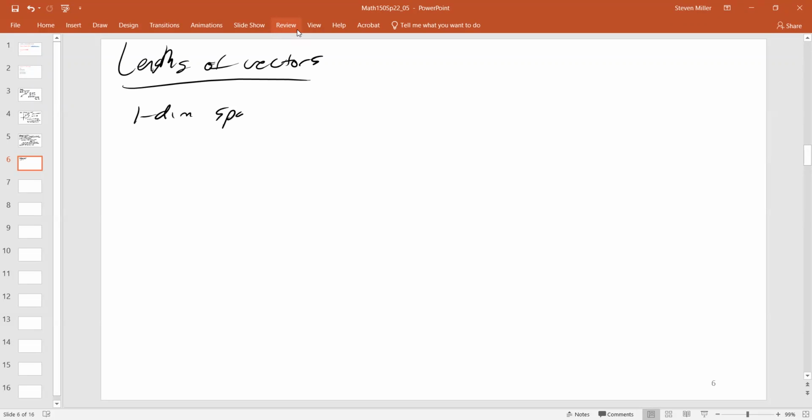In 1-dimensional space, our vector v is just going to be some number. In 2 dimensions, what do we use? So how do we find the length in 2 dimensions?